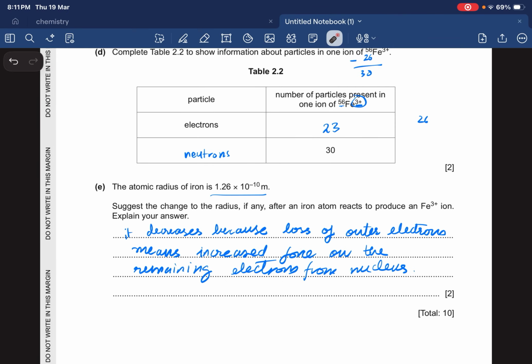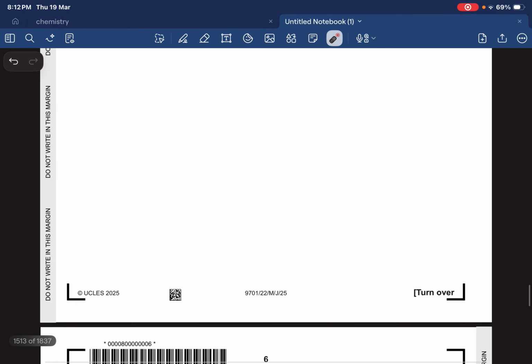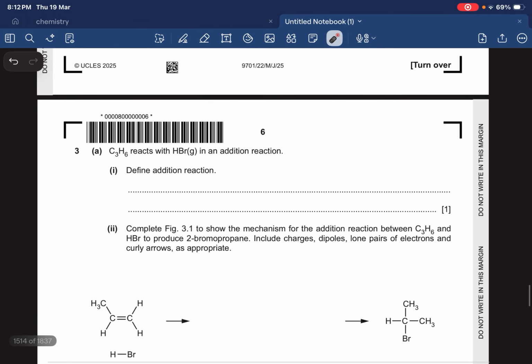You know that for metals, the ionic radius is smaller than the atomic radius. So no matter what metal you are dealing with, the ionic radius is always going to be smaller because you're going to lose electrons anyhow. And when you lose electrons, you lose a part of your atom.